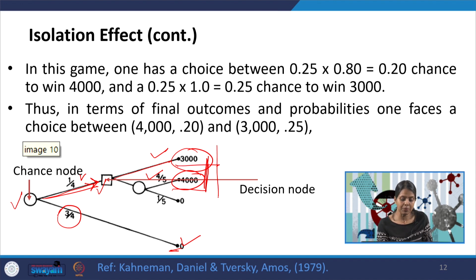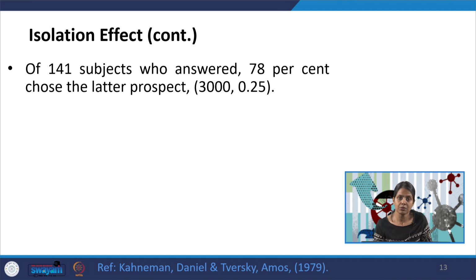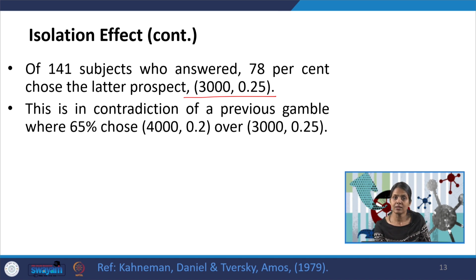So, though they appear like 3000 with certainty and 4000 with 0.8, since in the overall game you enter this side with 0.25 probability, your chances are actually much reduced here. Of 141 students who answered, 78% chose the latter prospect, that is 3000 with 0.25. This is in contradiction of a previous gamble where 65% chose 4000 with 0.2 over 3000 with 0.25.